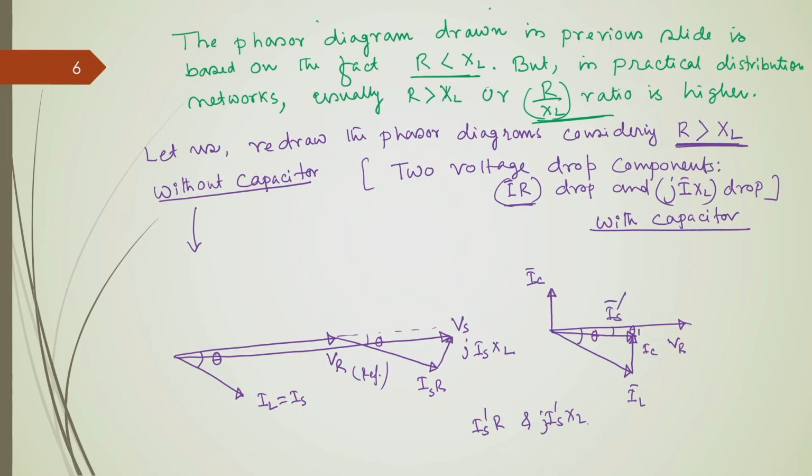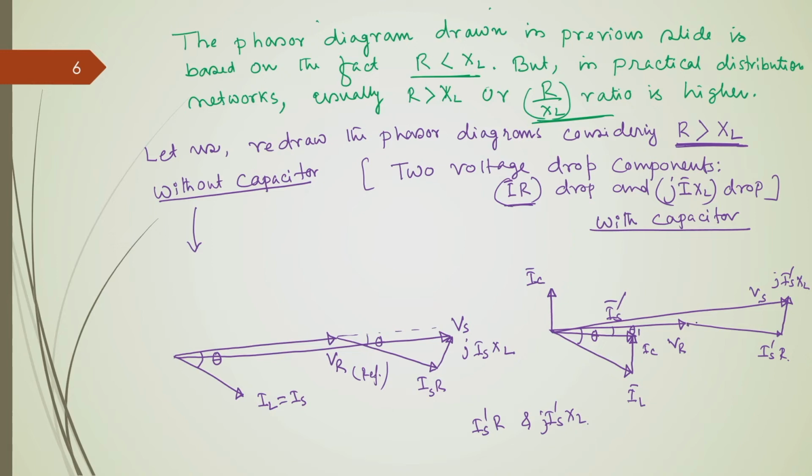So, let us consider this. This is I_S dash R. Or I can extend it a bit to have a similarity with the previous figure, and then we will have this much of I_S X_L drop, and this will be our V_S.